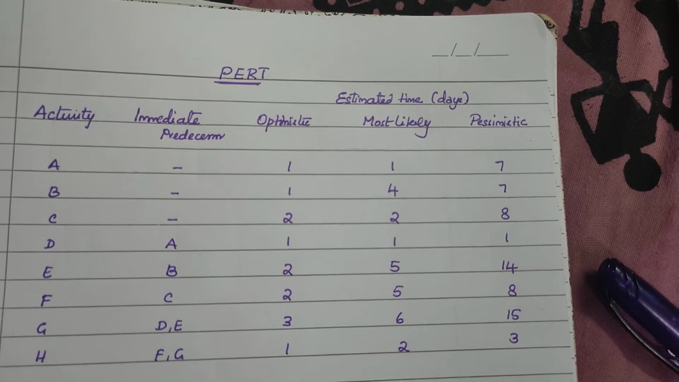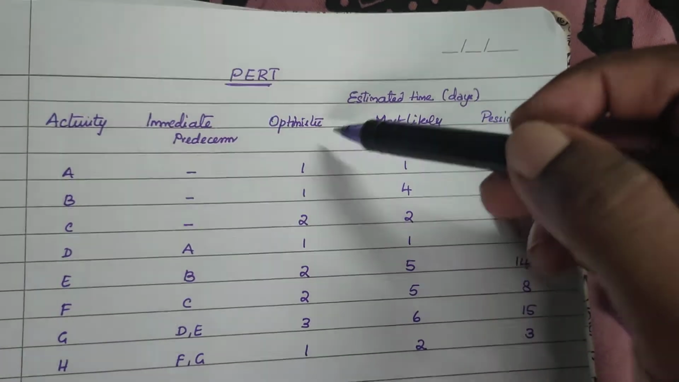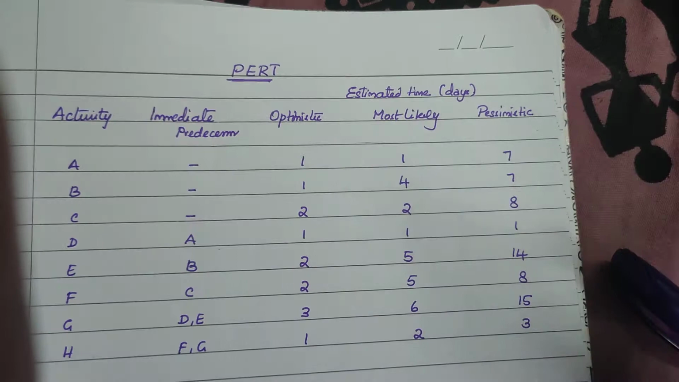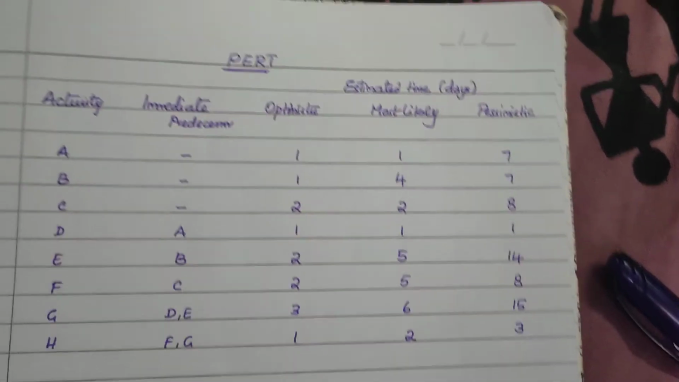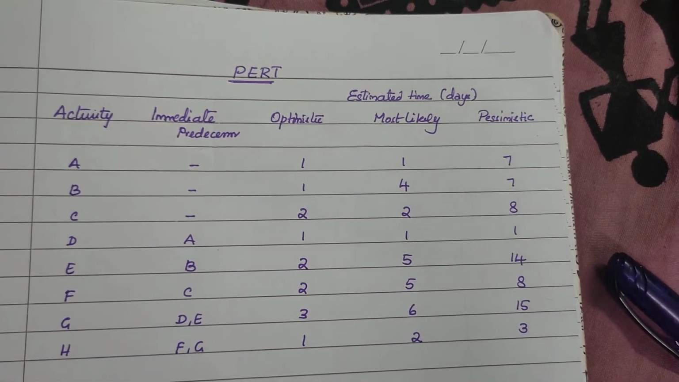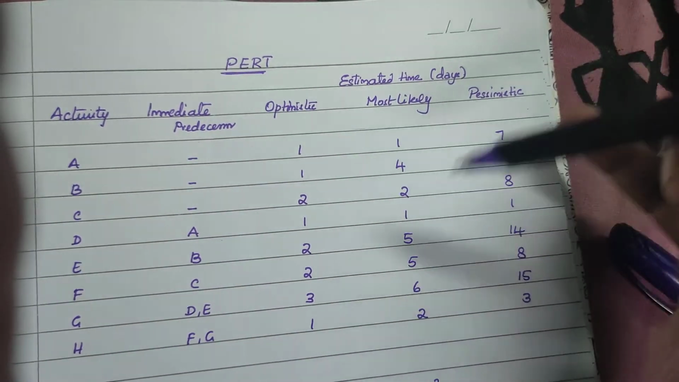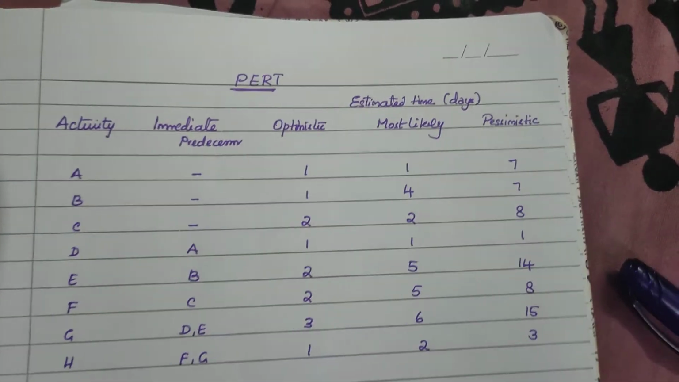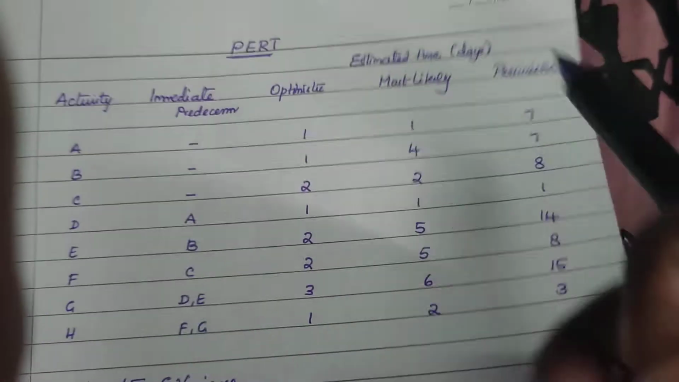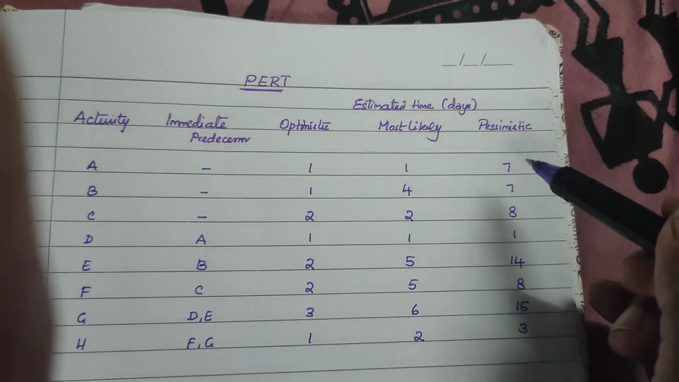Here, if you notice, there are three time estimates: optimistic time, most likely time, and pessimistic time. Optimistic time is the shortest time taken for an activity to complete. It is like everything is perfect, everything goes on as per the time schedule. So it is a perfect time. Pessimistic time is when everything goes wrong, every single activity or every single stage goes wrong. That is the time taken to finish an activity when everything goes wrong.